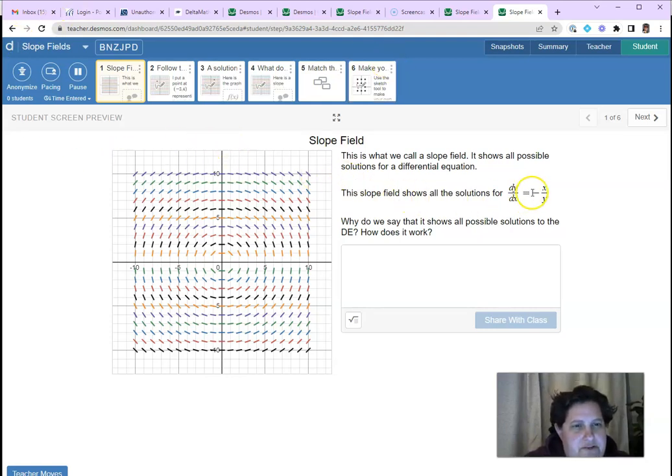So this slope field shows all the solutions for dy dx equals negative x over y. Why do we say it shows all possible solutions? Just give it your best answer here about what you think, why this is showing possible solutions, okay, through this slope field.